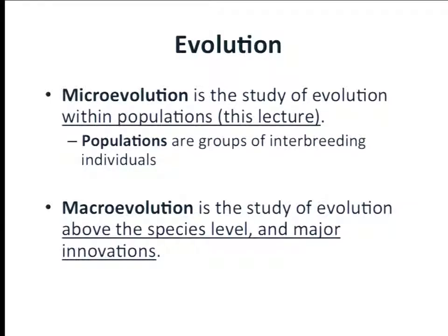So finally then, in evolution, we talk about microevolution as the study of evolution within populations, individuals interbreeding and not interbreeding. And macroevolution is the evolution above the species level and concerns major innovations. And we're going to get back to that a few lectures from now when we look at the origin of land plants, the vertebrate invasion of land, the emergence of humans.